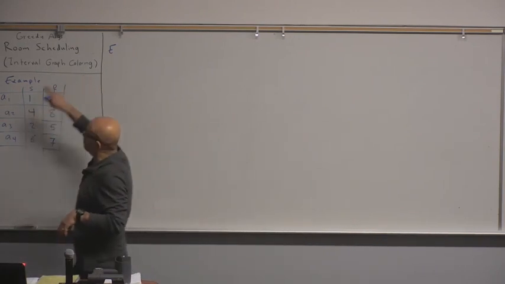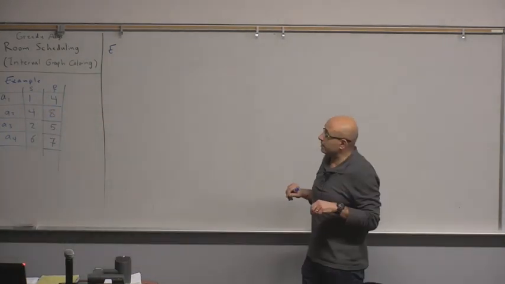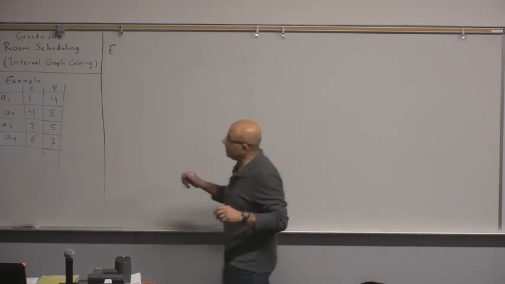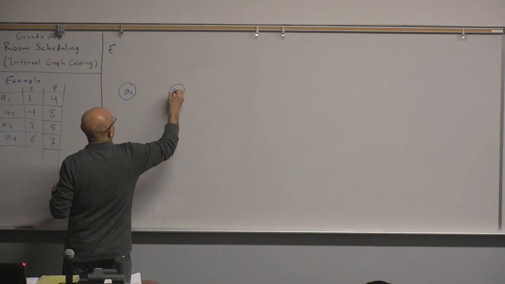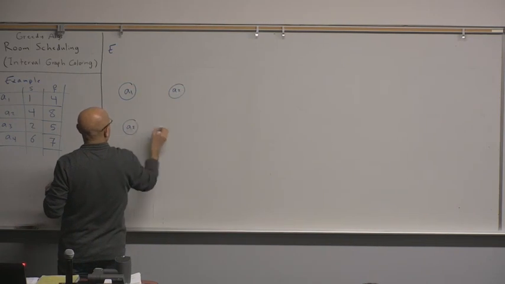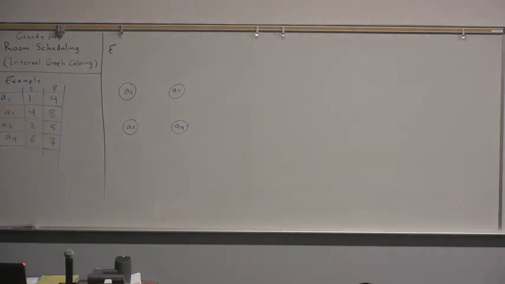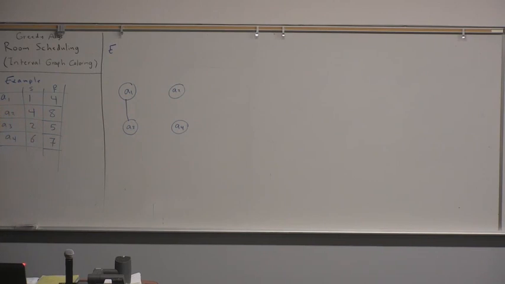Now, why is it called interval graph coloring? Because this problem can be represented as a graph. We can represent each activity with a vertex in a graph. So we have 4 activities. And if 2 activities conflict with each other, we introduce an edge between them. So A1, does it conflict with A2? No. Does it conflict with A3? Yes, so we put an edge. So this is a conflict edge.